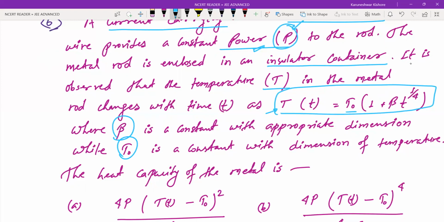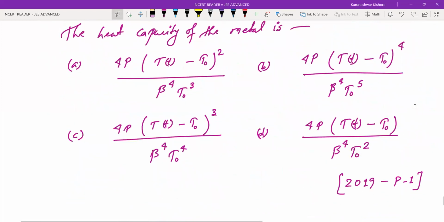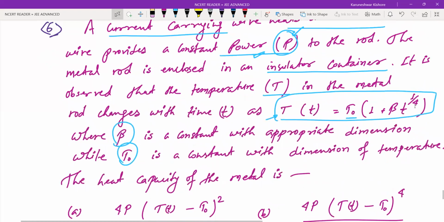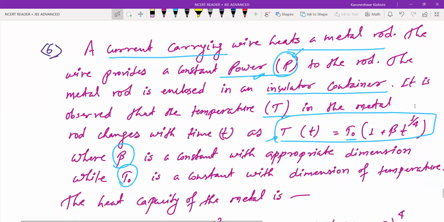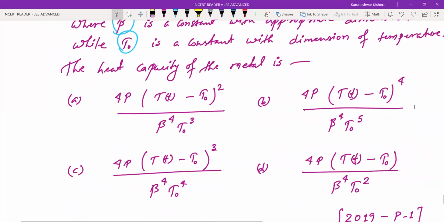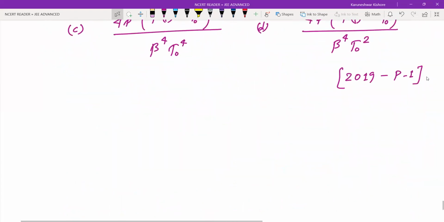The heat capacity of the metal will be what? This is what the question asks you: what will be the heat capacity of that metal when a current carrying wire is providing heat to the metal rod? So in that condition, what will be the heat capacity of the metal rod? To find heat capacity, one should have the idea how you can relate heat capacity with the rate of heat transfer through the metal rod.